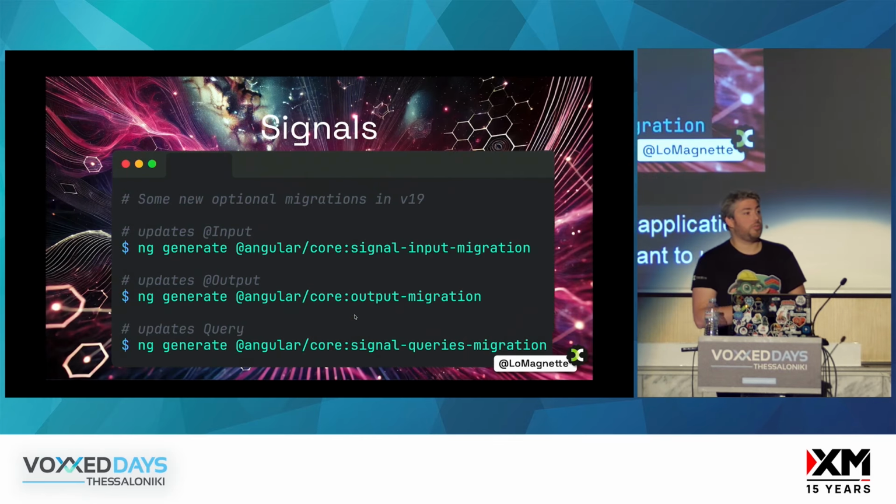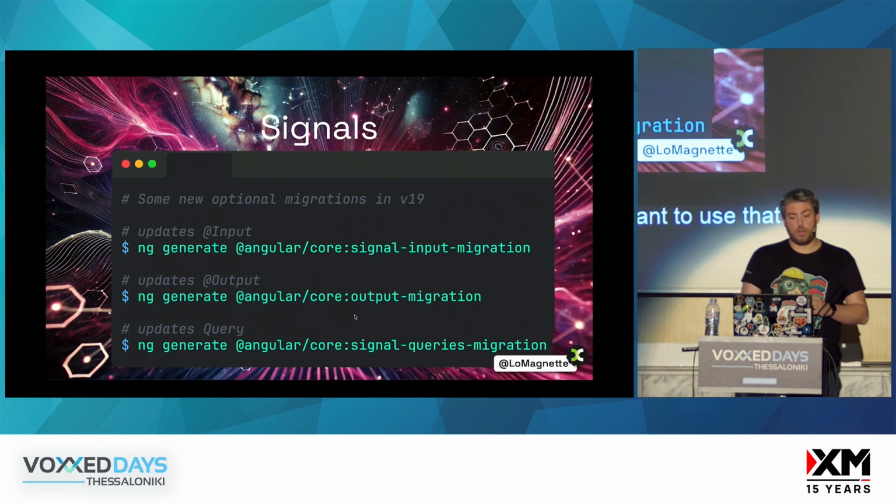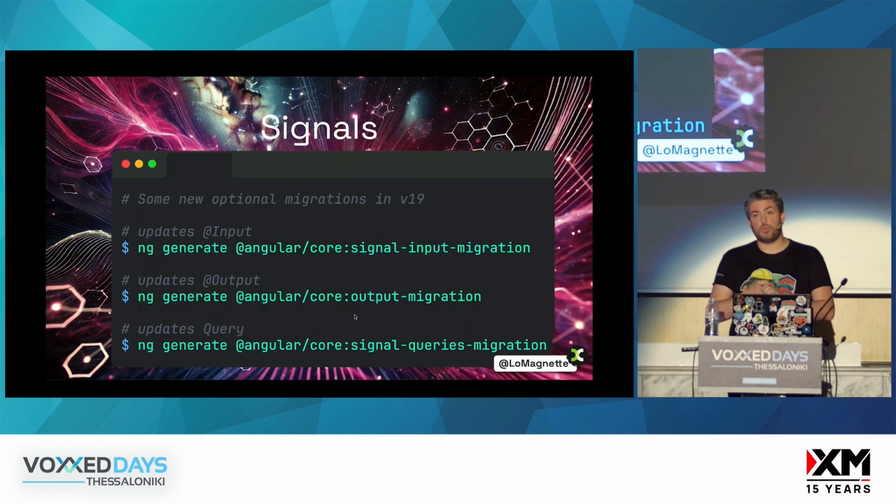And Angular agrees with you. Since Angular 19, there are 3 schematics. One to migrate all the inputs, one to migrate all the outputs, and one to migrate all the queries, so viewChild, viewChildren.